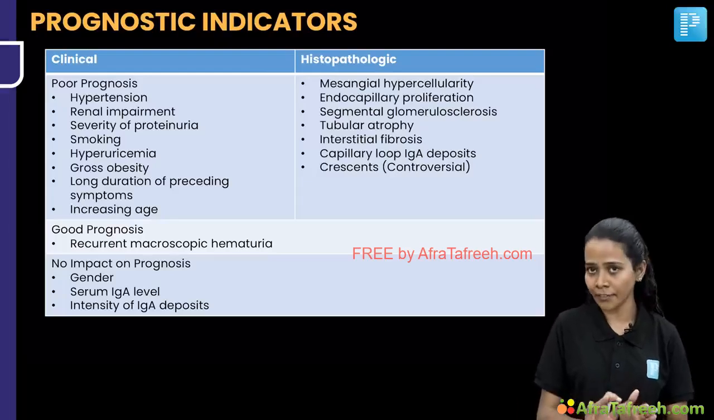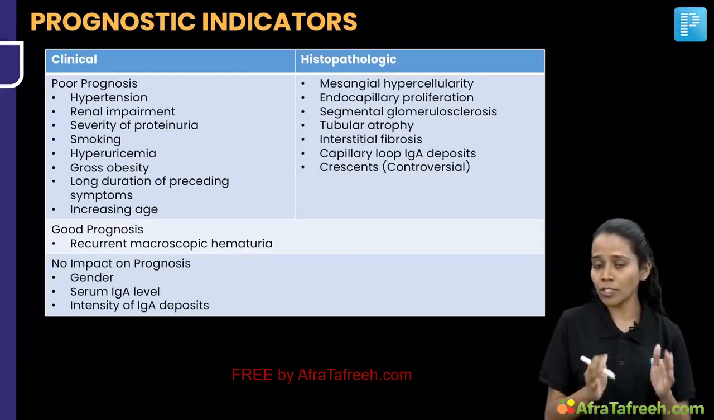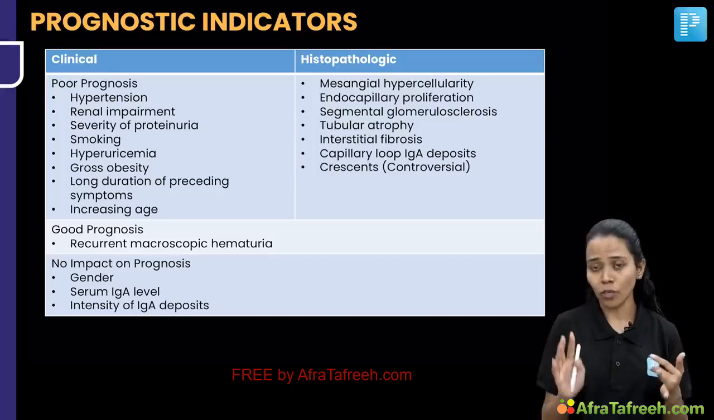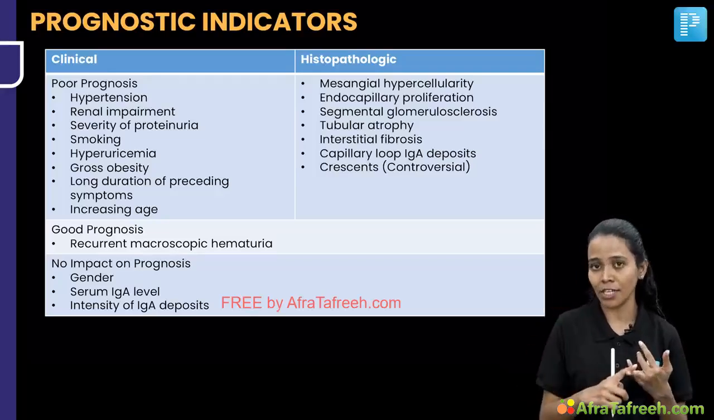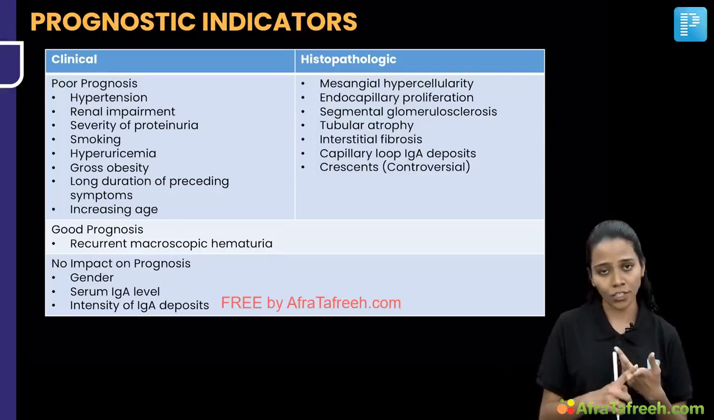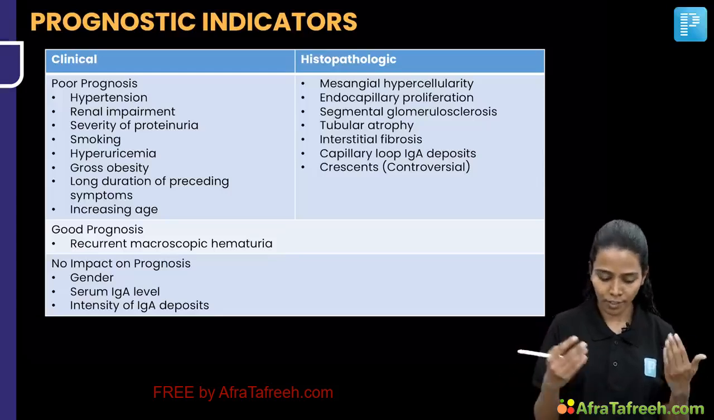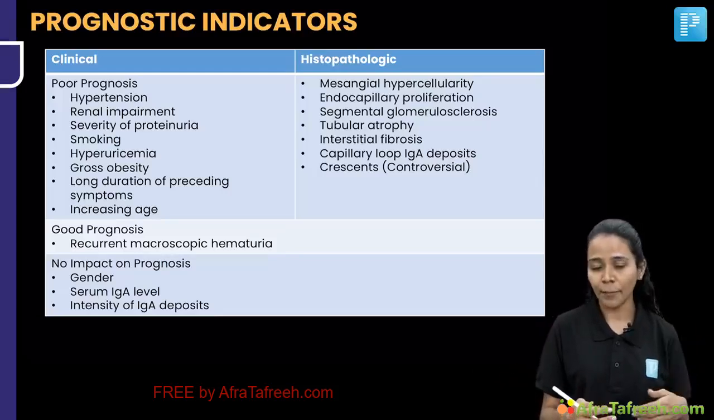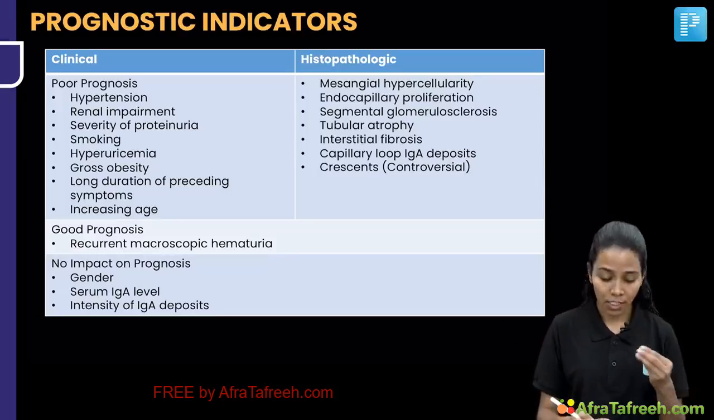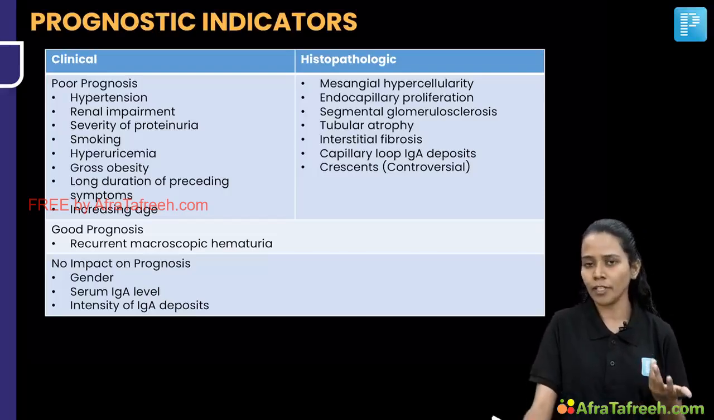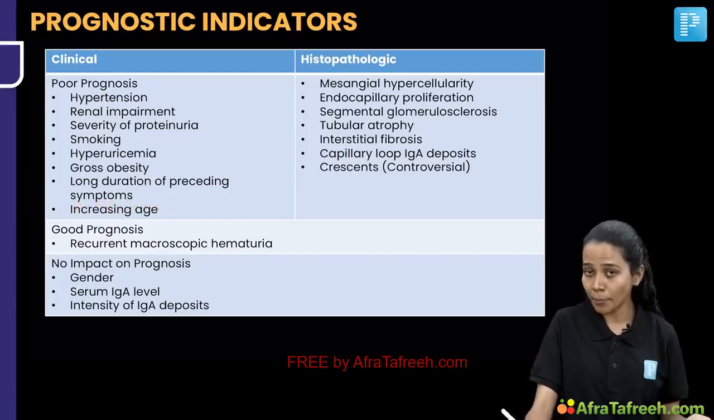Now, prognostic indicators, like we discussed already. See what is good prognosis first. Learn that: that is recurrent macroscopic hematuria. Then the factors which have no effect on the prognosis are serum IgA levels, intensity of IgA deposits, or gender. The rest are all poor prognostic factors, which can be clinical or pathological. Clinical: hypertension, renal impairment, hyperuricemia, obesity, smoking, severe proteinuria, increased age. Similarly, histopathologic will be our MEST scoring: mesangial hypercellularity, endocapillary hypercellularity, segmental sclerosis, tubular atrophy, interstitial fibrosis.